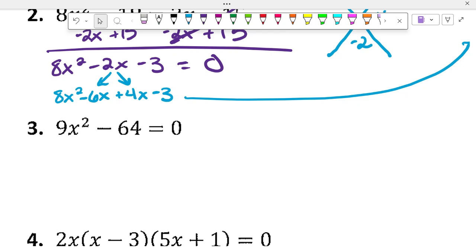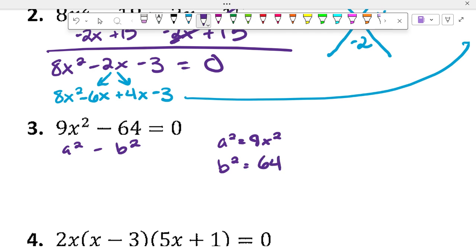All right. So remember, this is a squared minus b squared. So my a squared is equal to 9x squared. My b squared is equal to 64. Remember, you then have to find your a and b. How do I find a and b? Take the square root of both. So what's the square root of 9x squared? 3x. The square root of 64? 8.